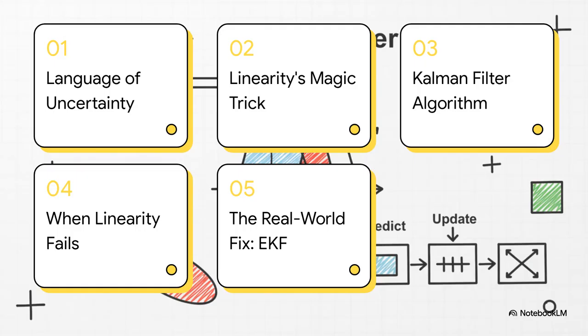So here's the game plan. First, we need to figure out how to even talk about uncertainty using math. Then, we'll look at a really cool magic trick with a special kind of math that makes this whole thing possible. After that, we'll walk through the Kalman filter algorithm itself. And finally, we'll see what happens when things get messy, because they always do, and how we can fix it.